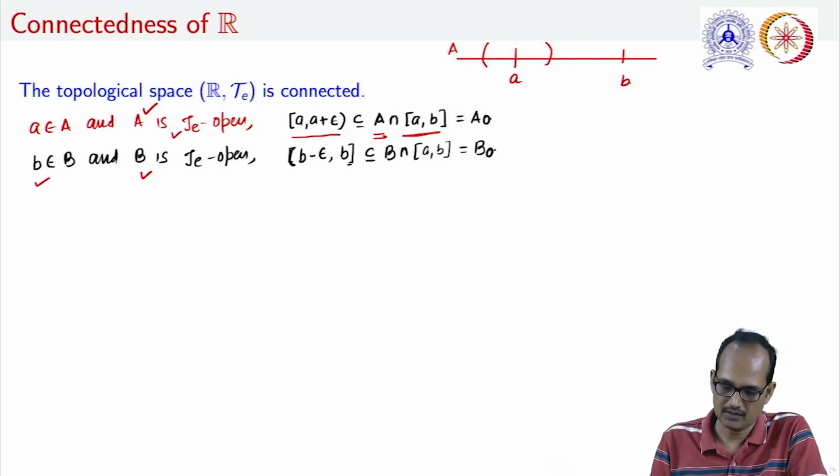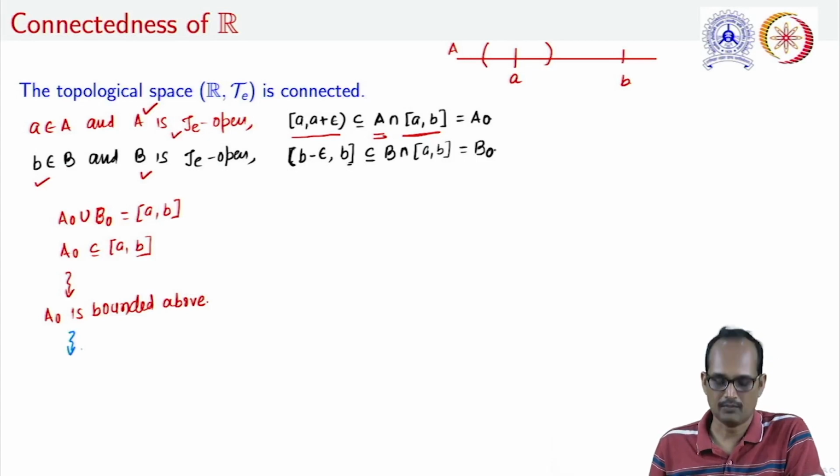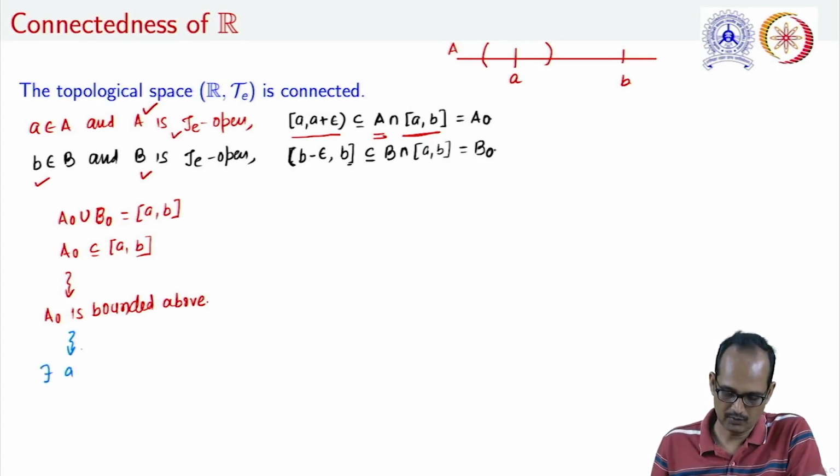Also, if we see the structure of the closed interval [a, b], we have seen that A naught union B naught is equal to the closed interval [a, b]. This means that A naught is a subset of [a, b], and so it is bounded above. Therefore, by using the least upper bound property, there exists a supremum of this set. Let us take the supremum of A naught as C.